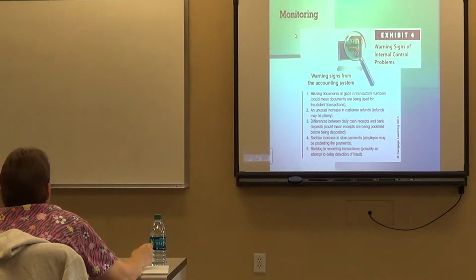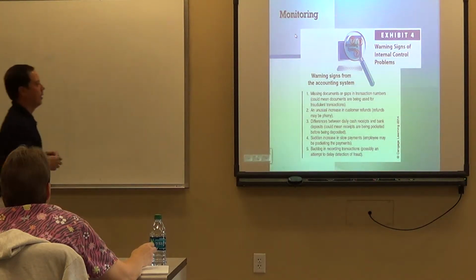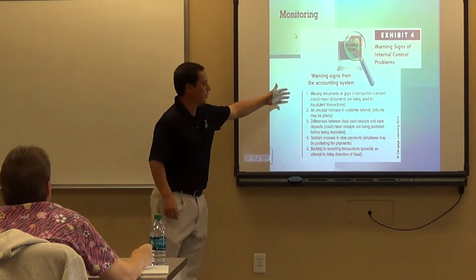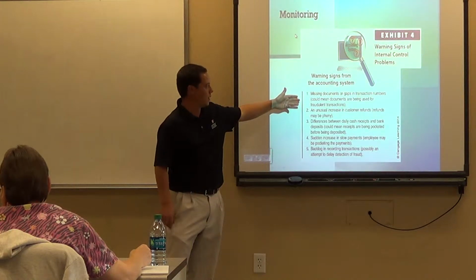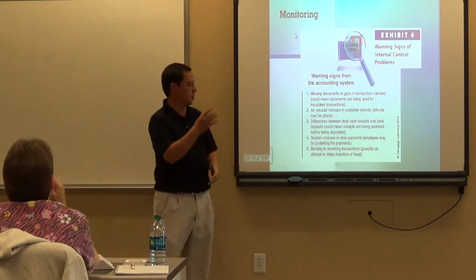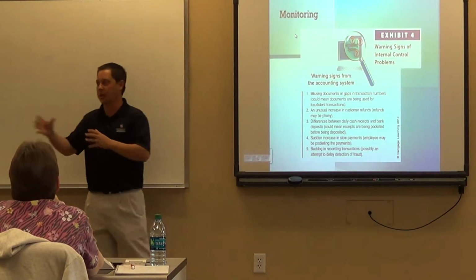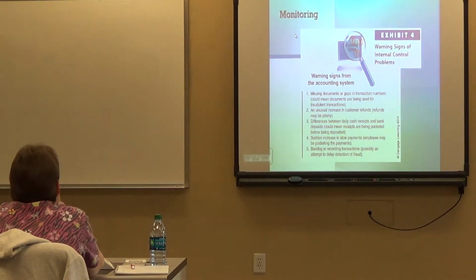Now, these are warning signs of problems with the accounting system. Those are some of the things you look at as internal control. If you're missing documents, or there's an unusual increase in customer refunds, you look at all those things to see what's happening there. Obviously, if you have lots of differences between your daily cash receipts and deposits, there's a big issue there.